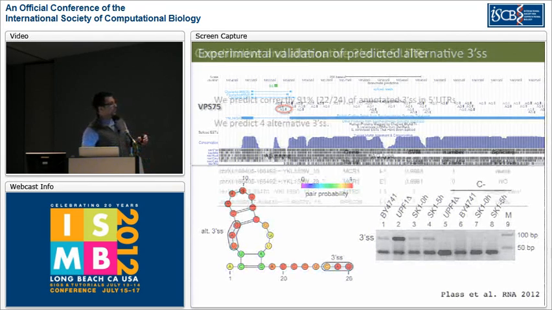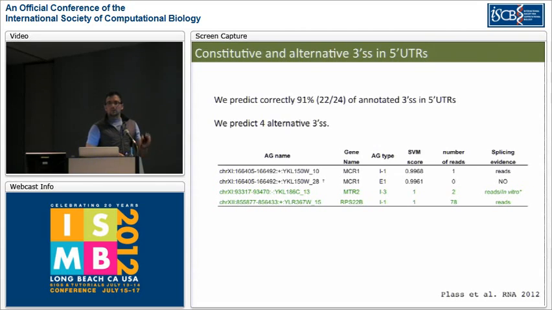We also predicted on a completely independent set. So in yeast, there are also 5' UTR introns, very few, but there are some, and these were not included in our training set. So we took those introns and first tried to validate our model with the annotated splice sites, and we predicted 91% of them correctly. And we also predicted 4 alternative ones. These are the 4 ones. Some of them also had some RNA sequencing reads.